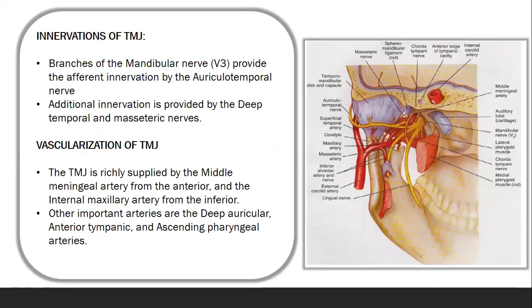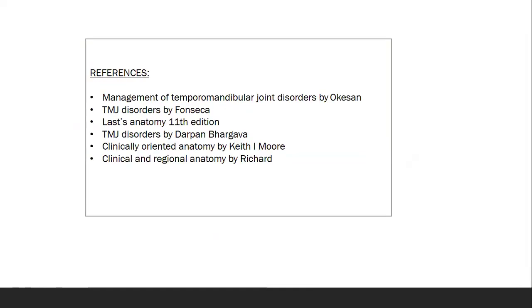Innervation of the TMJ: a branch of the mandibular nerve provides the afferent innervation by the auriculotemporal nerve. Additional innervation is provided by the deep temporal and the masseteric nerves, whereas the vasculature of the TMJ is richly supplied by the middle meningeal artery from the anterior and the internal maxillary artery from the inferior. Other important arteries are the deep auricular, anterior tympanic, and ascending pharyngeal arteries.